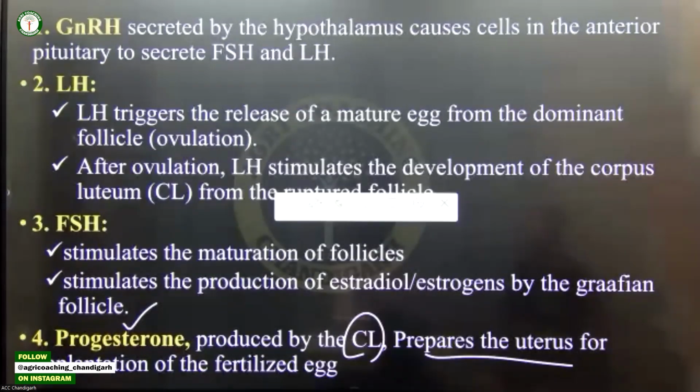You are clear about the 5 hormones. You are clear about the 5 functions of the hormones. Even you are clear about the glands which are producing the 5 hormones. I will repeat those names. GnRH will be produced by the hypothalamus. FSH and LH will be produced by the anterior pituitary. Then estrogen will be produced by the Graafian follicle. And progesterone will be produced by the CL, corpus luteum.